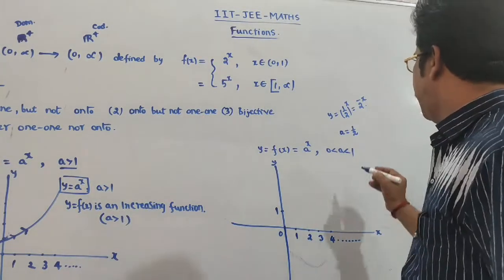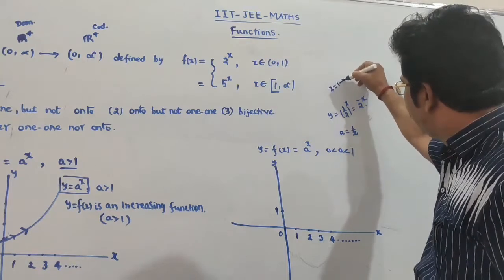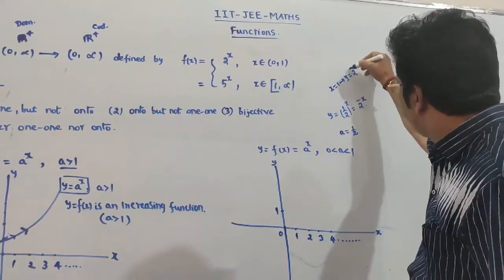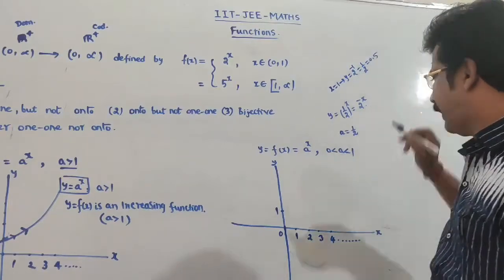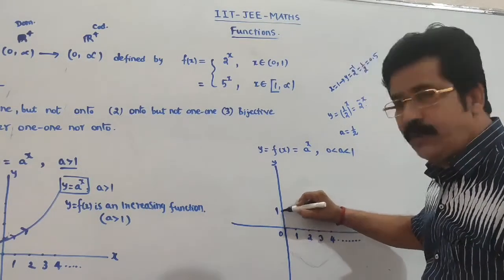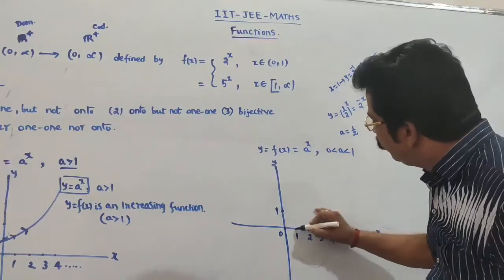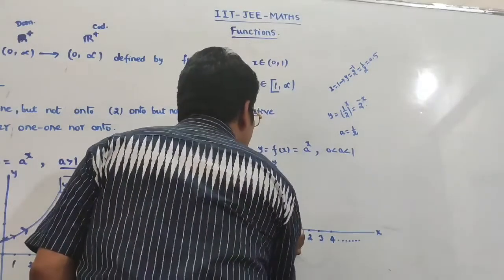Next take x equal to 1. When x equal to 1, y equal to 2 power minus 1, meaning 1 by 2, which is equal to 0.5. So at x equal to 0, the y value is 1, and at x equal to 1, the y value is 1 by 2, which is 0.5.